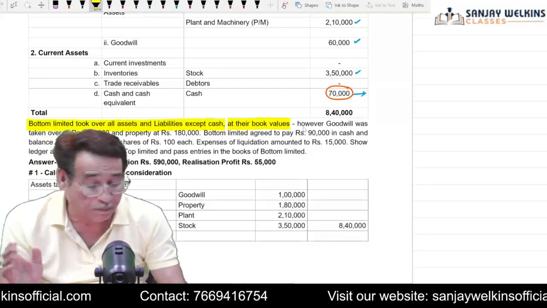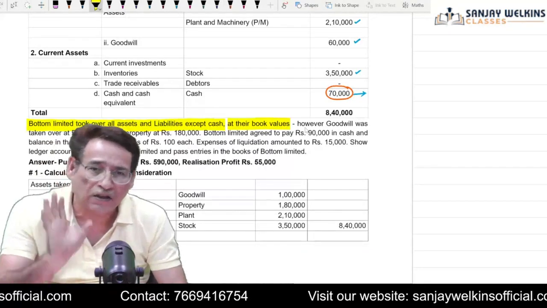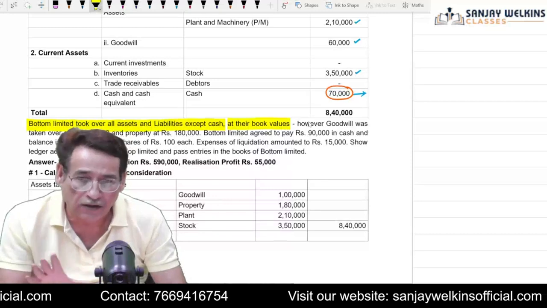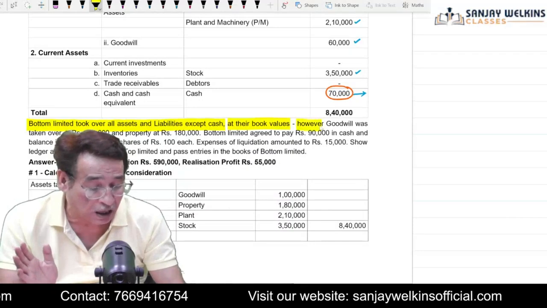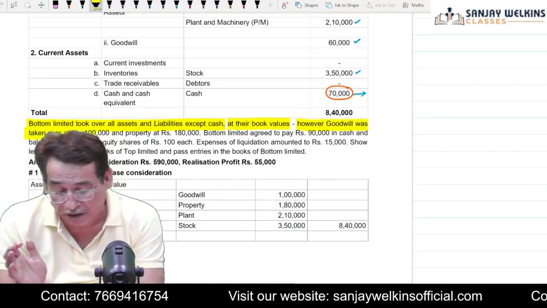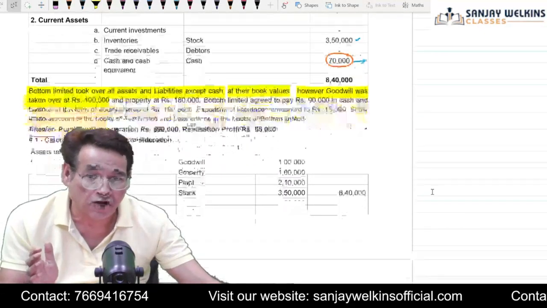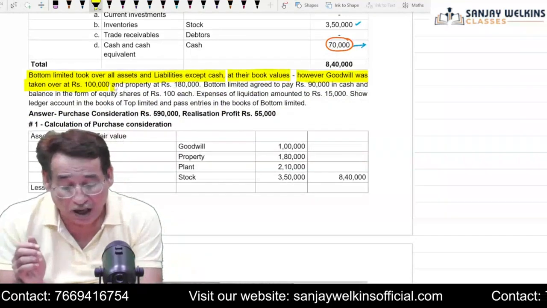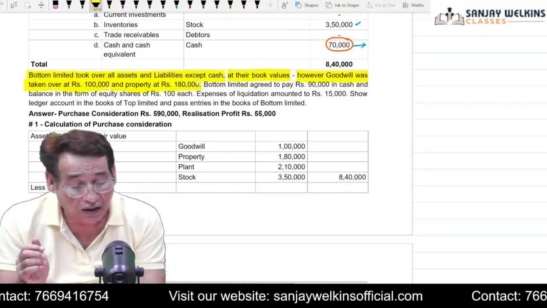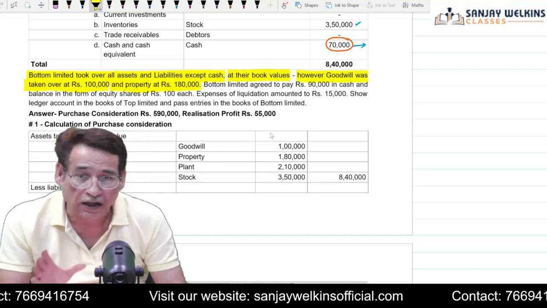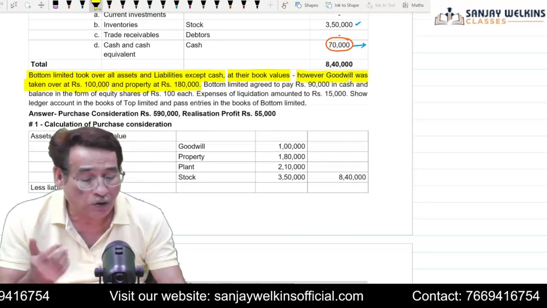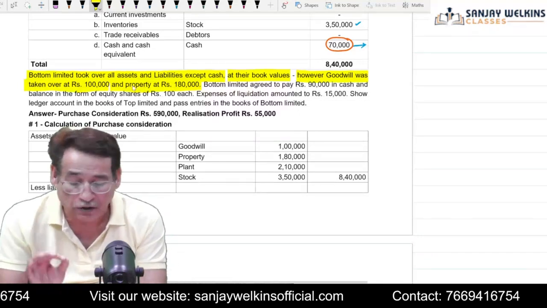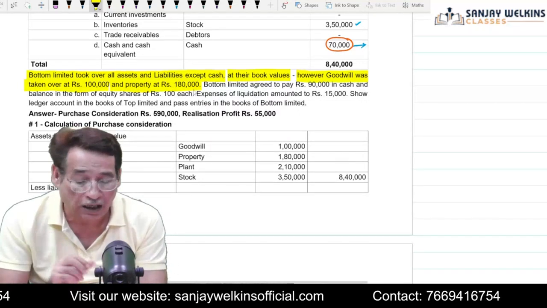Further, it is given. First, the question says all your assets have been taken over. All your liabilities have been taken over, but cash is not taken over. Now the question says, however, goodwill was taken over at 1 lakh. That means some revised value of goodwill is given. And property is taken over at 1,80,000. Actually, the company is taking over all the assets, no doubt. But goodwill, it is now stated, has been taken over at 1 lakh and property at 1,80,000.